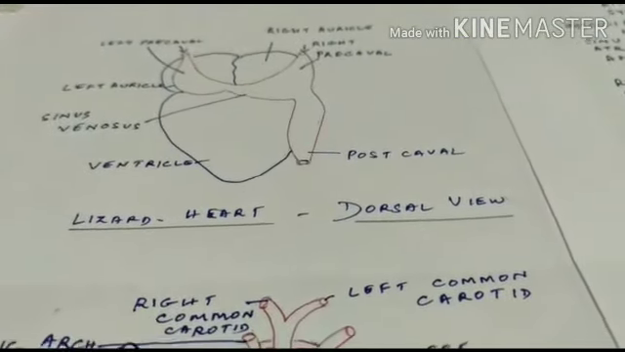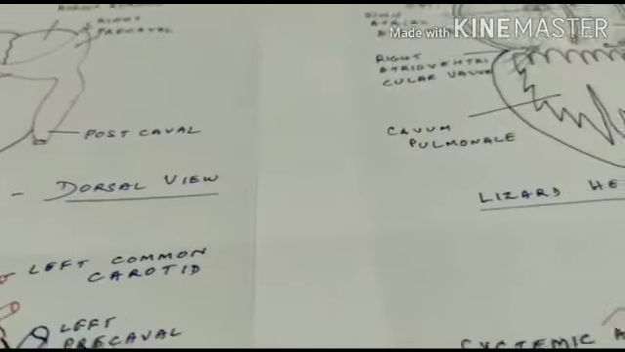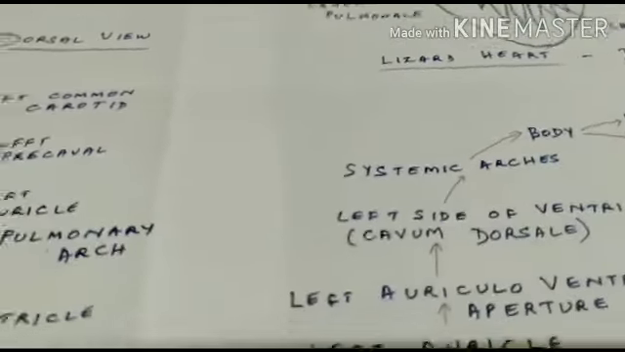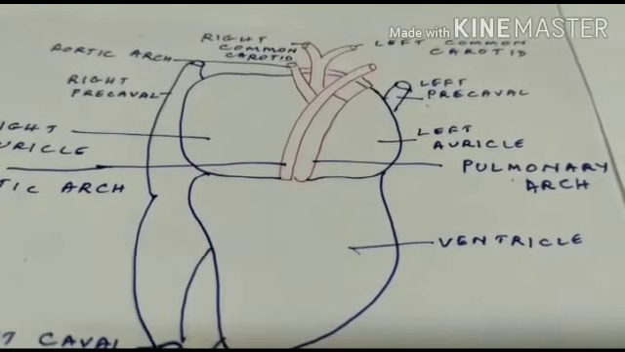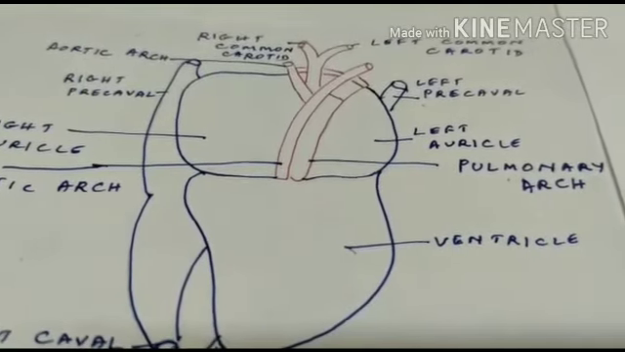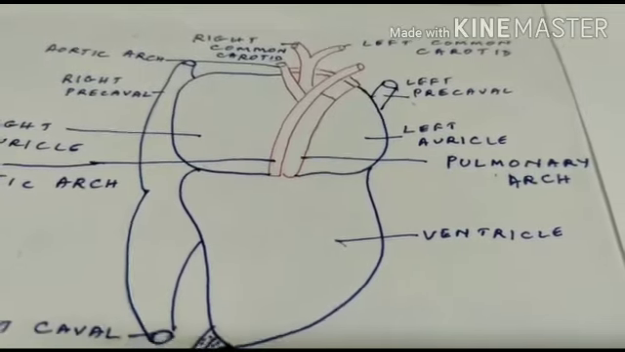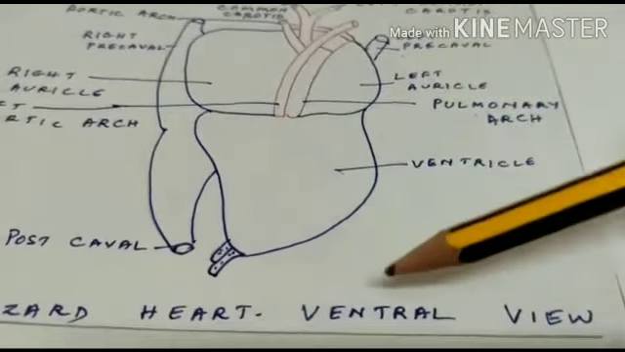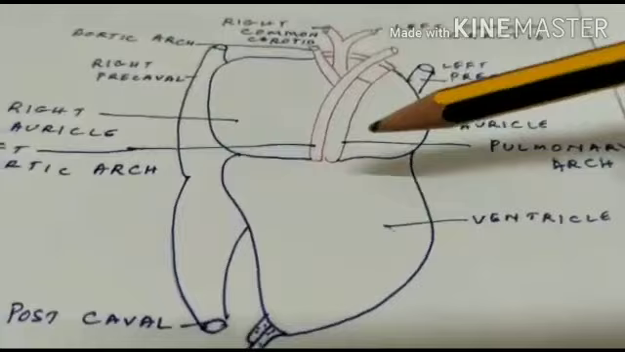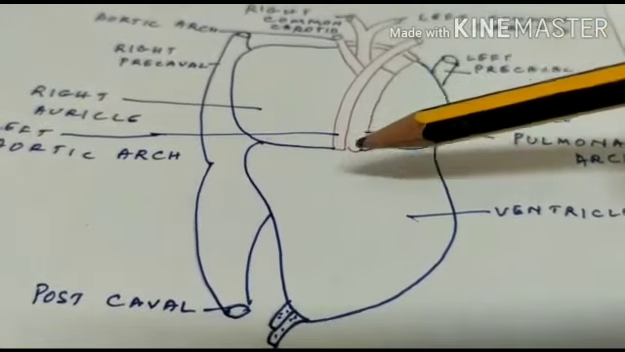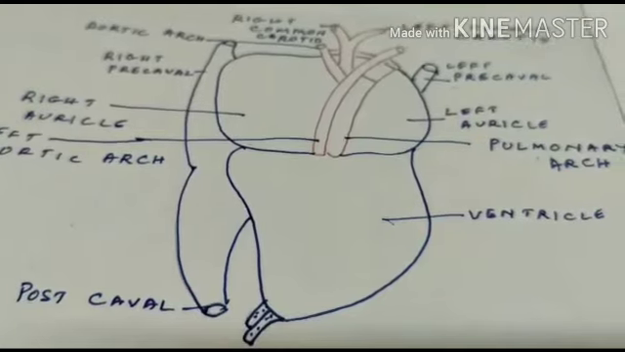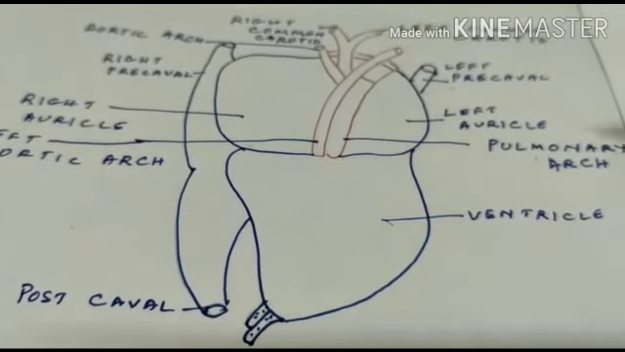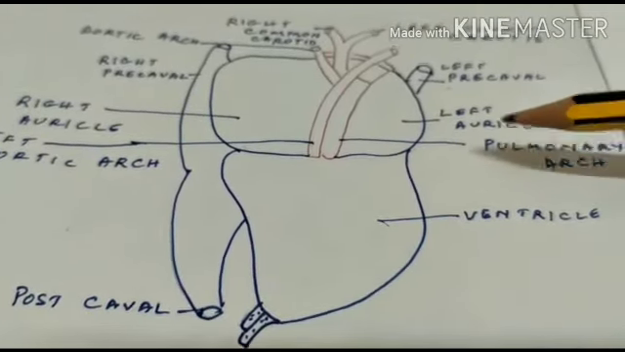Next are the aortic arches. We understand that the truncus arteriosus, which we found in the case of the frog, is missing here. On the ventral side of the heart, you find that the truncus arteriosus is not present, but in its place, three aortic arches are present.